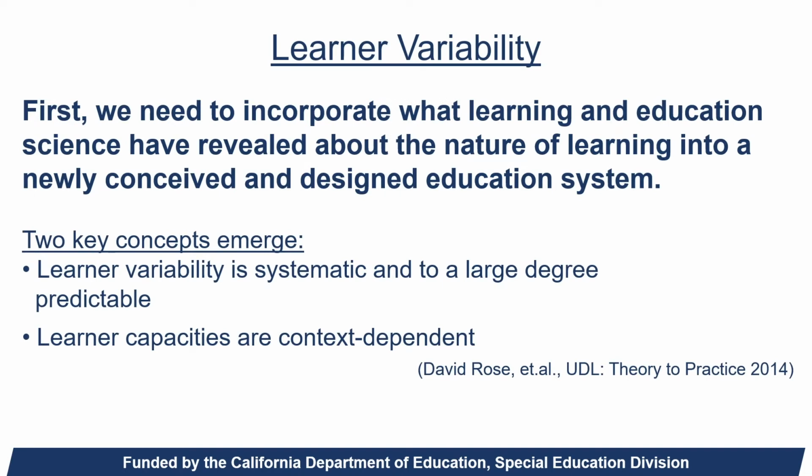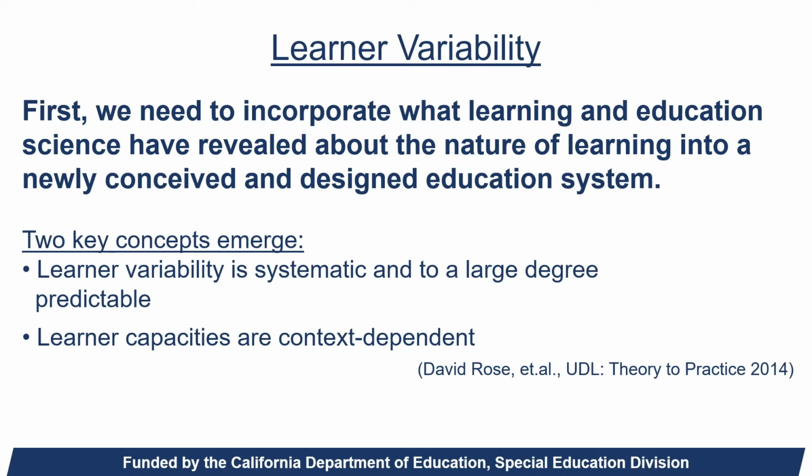So a couple more thoughts about learner variability. Two things we know for sure. Learner variability is systematic and to a large degree predictable. There's never been a class of students that are all performing at the exact same academic, behavioral, developmental, social, emotional levels. So we can predict. We have students with jagged learner profiles that have a variability of learning, and we can plan for that.